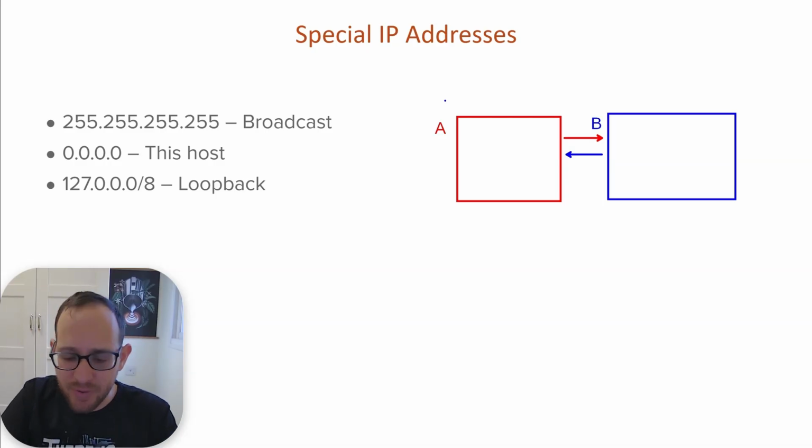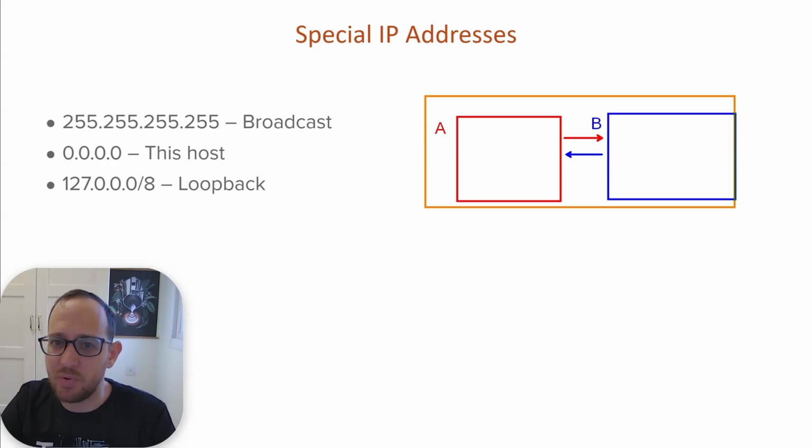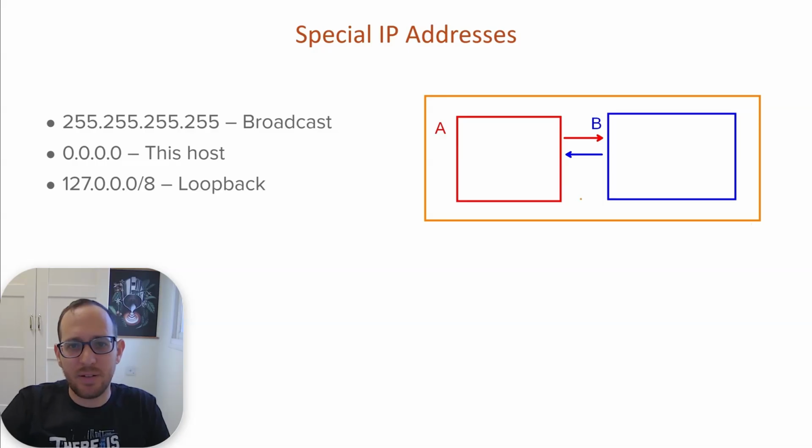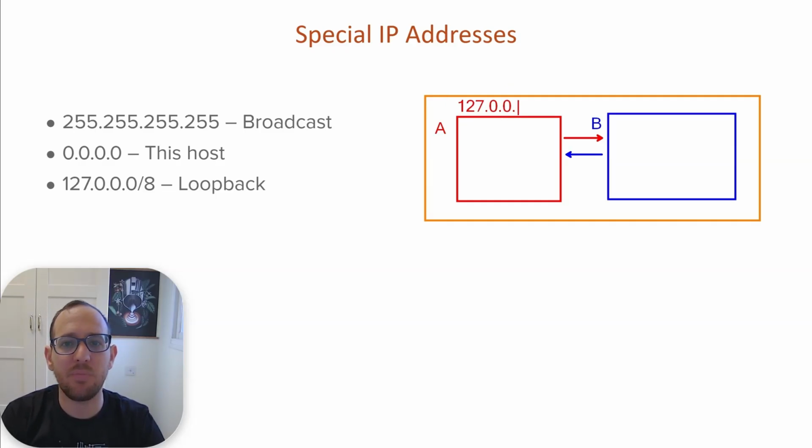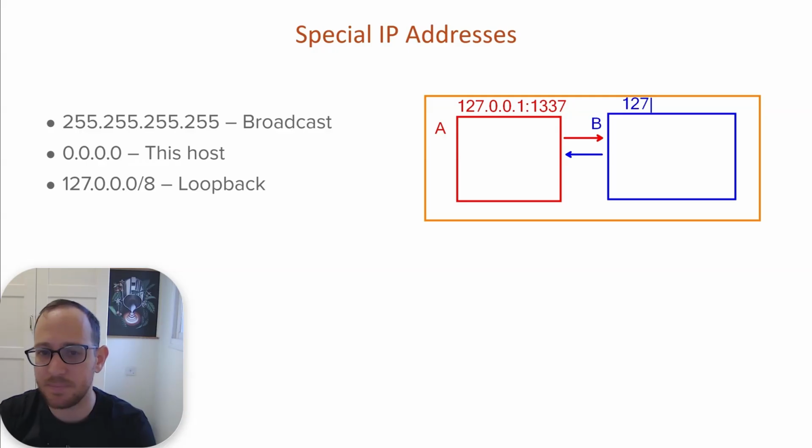So consider process A and process B within my own computer. So I have my own computer and I have two different processes. And we communicate by the fact that instead of writing an actual IP address, one that could be used by a physical network interface, we send a message from A to B, which both have, for example, the IP address of 127.0.0.1, but they have different ports. For example, this one has the port 1337, and B is 127.0.0.1, 1338.